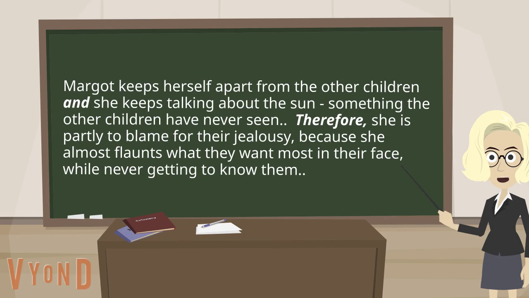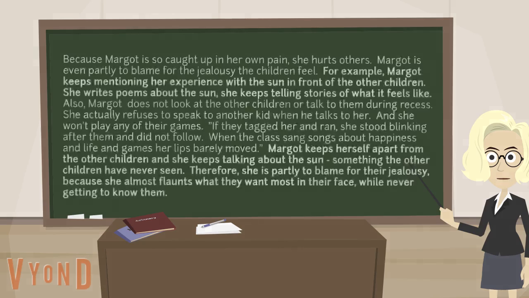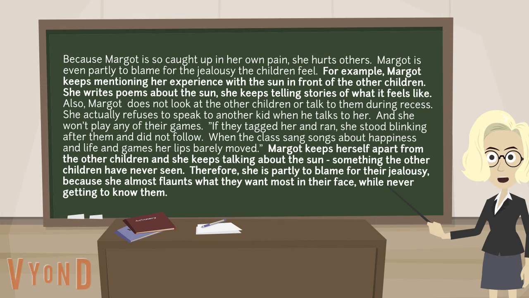Yes, I think this is better. So now I'm going to need to go back to my original paragraph and be sure I set this up. I've mentioned evidence in this line that isn't in my original paragraph. If I rewrite, it could sound different. Because Margot is so caught up in her own pain, she hurts others. Margot is even partly to blame for the jealousy the children feel. For example, Margot keeps mentioning her experience with the sun in front of the other children. She writes poems about the sun. She keeps telling stories of what it feels like.